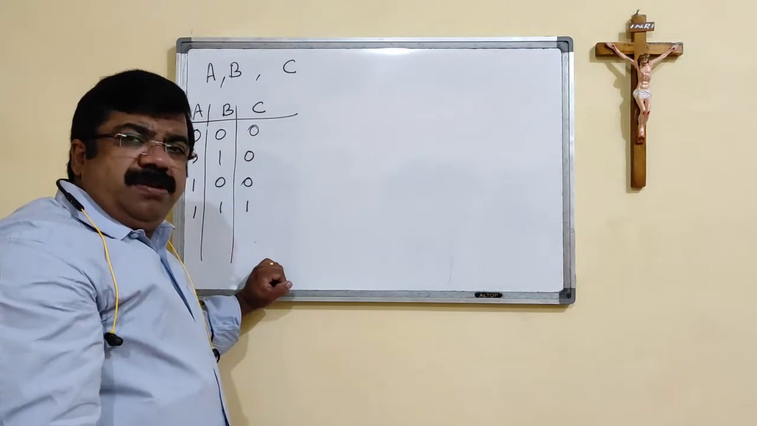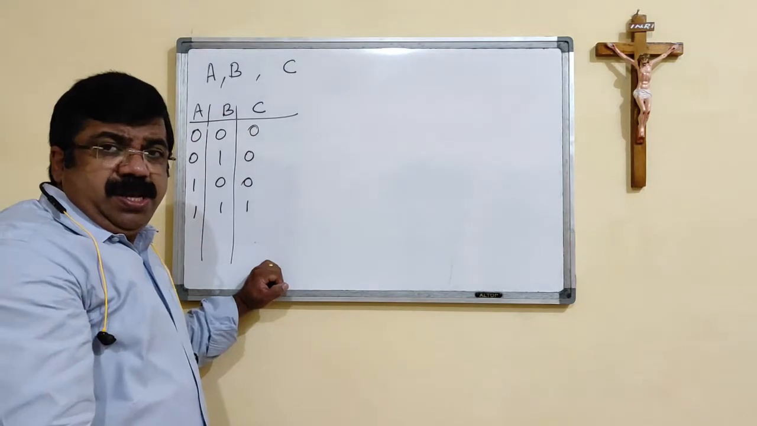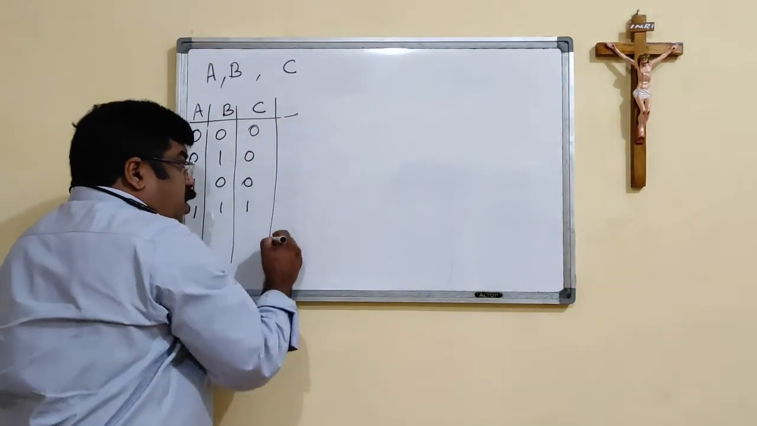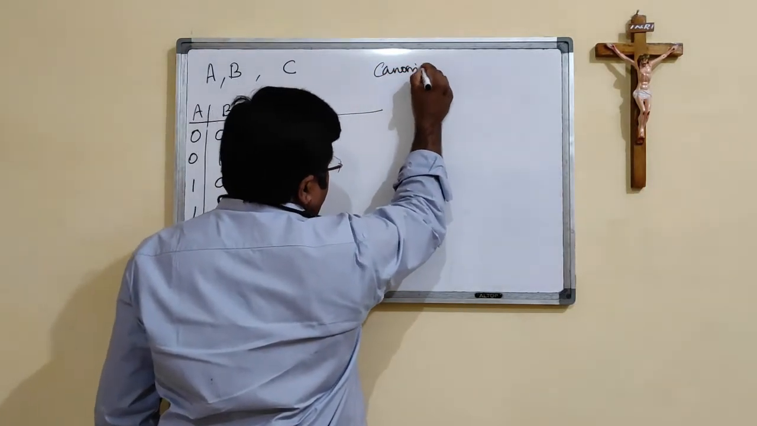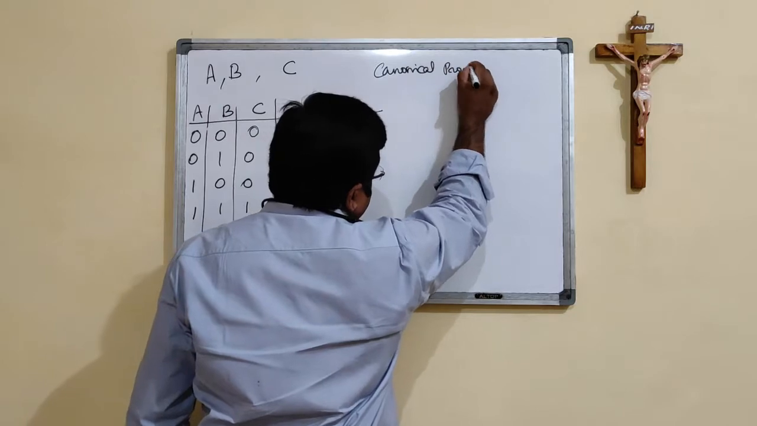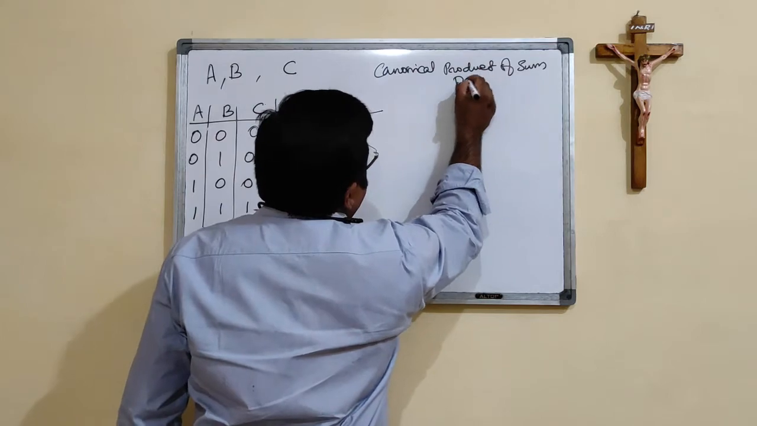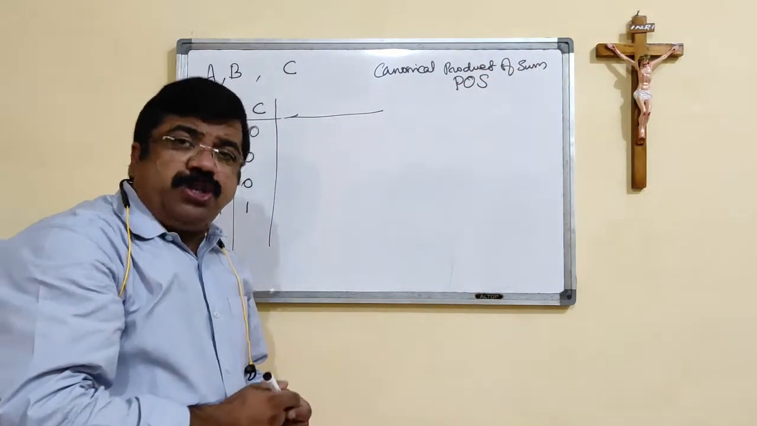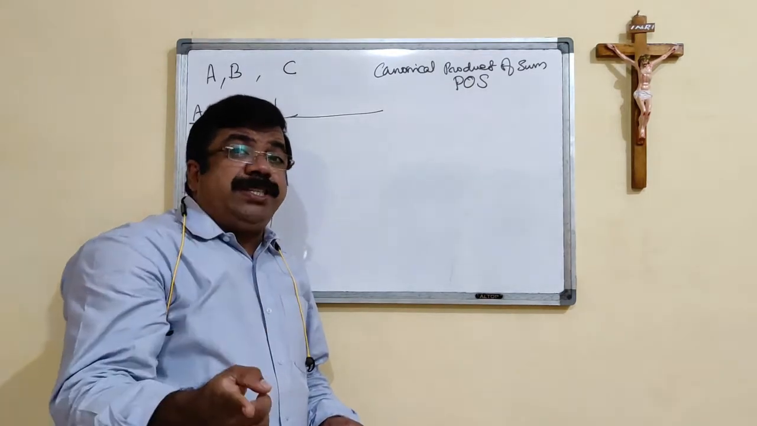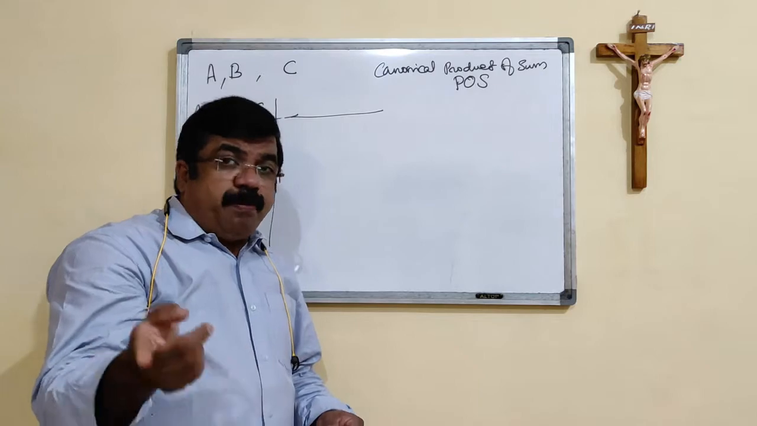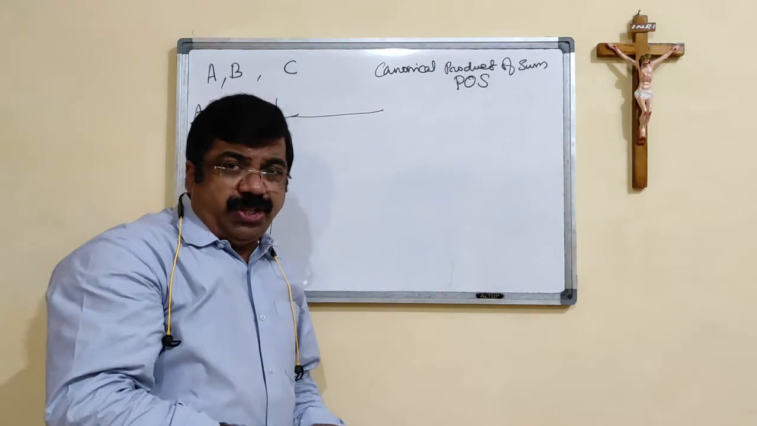Just imagine. As I said, there is no rule behind it. We are just imagining it. And we know that the canonical product of sum, or we say POS, is an expression which is composed of entirely the product terms. That means the product terms which are having an output 0 are listed there.